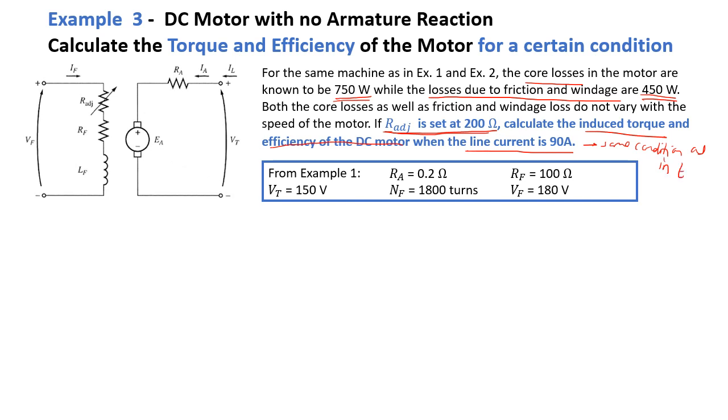as in example 2. But in example 2, we calculated the speed. It came out to be 203.39 radians per second. Now we're going to calculate the torque and the efficiency at this condition. The information given is the core loss power is 750 watts and the friction and windage loss is 450 watts.